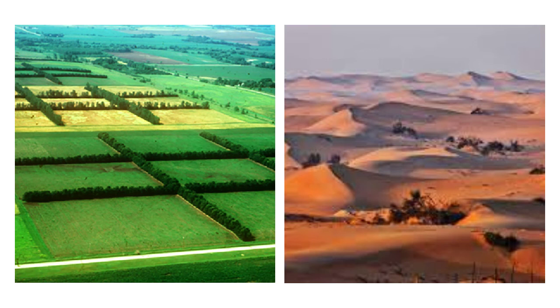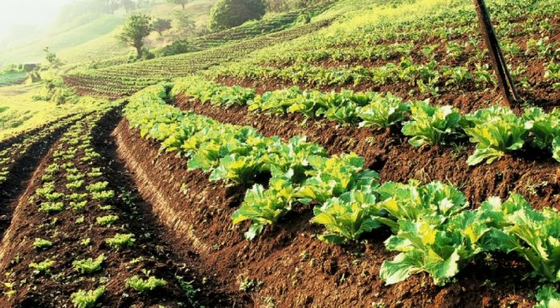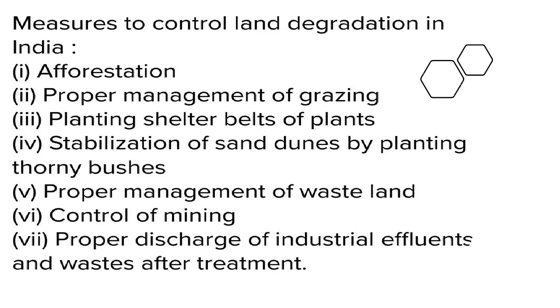Okay, so see here, the most important natural resource is land. It is the medium of plant growth and supports different types of living organisms on the earth. Because of that reason we have to protect land. It takes millions of years to form soil up to a few centimeters in depth. So here I gave some measures. These are called the measures to control land degradation in India.